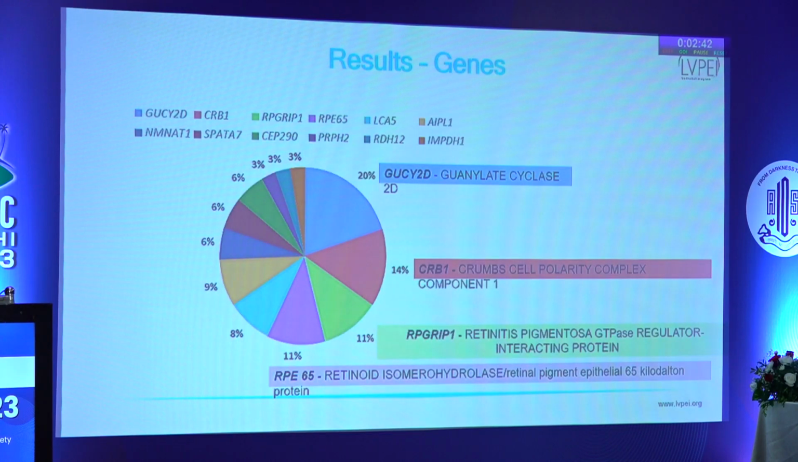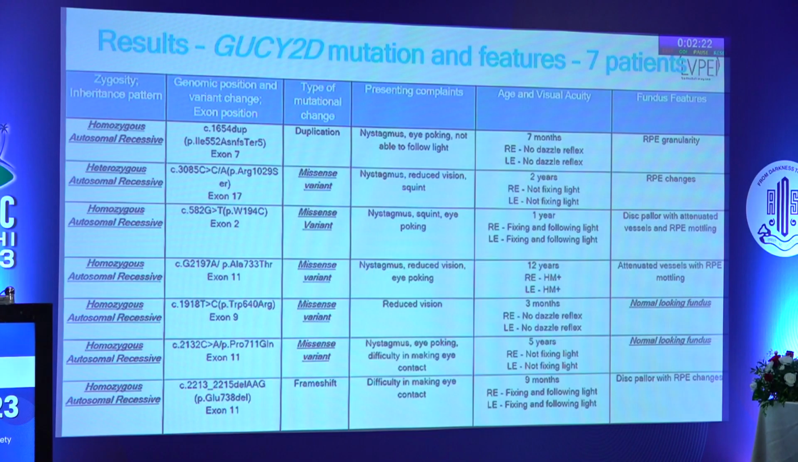So this is the gene and the percentage of their mutations. The major 4 genes responsible for causing LCA in our cohort were GUCY2D, the most common one, followed by CRB1, followed by RPGRIP1, and then RPE65, which is the approved gene therapy one. The table is a little crowded, but I want you to focus on 4 things which I have highlighted. In the GUCY2D gene, the pattern of inheritance was autosomal recessive in all. The most common type of mutational change observed was missense variant.